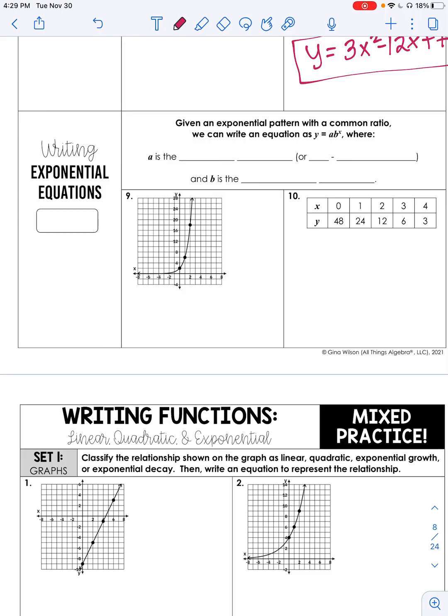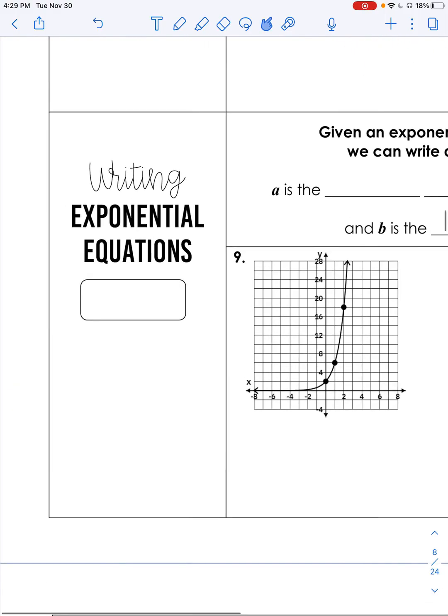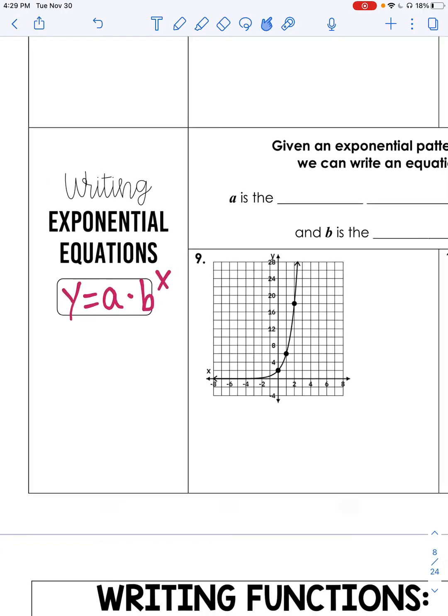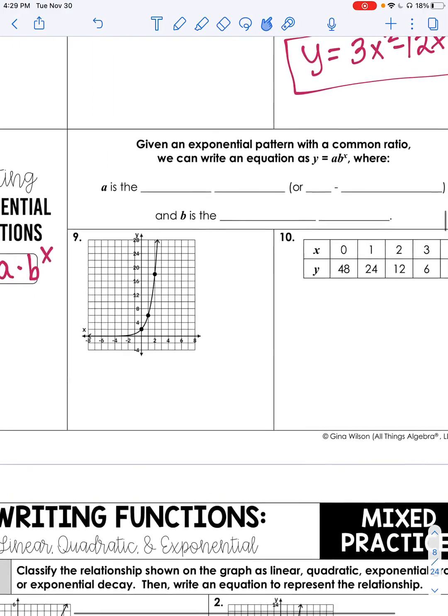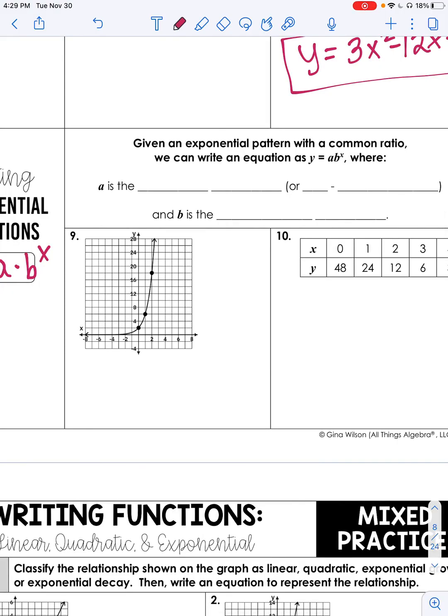Now let's look at writing exponential equations. Standard form again is y equals a times b to the x. So given an exponential pattern with a common ratio, we can write the equation as y equals ab to the x, where a is the initial value, or y-intercept, and b is the common ratio.